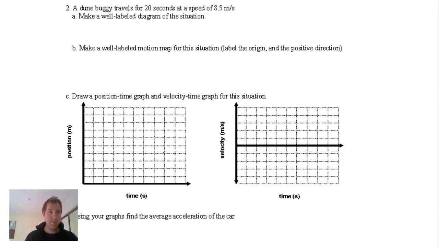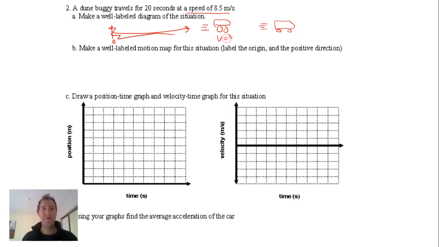Right, a dune buggy travels 20 seconds at a speed of 8.5 meters a second. It doesn't seem to be changing its speed. It just travels at the same speed. So this seems like a constant speed situation. So make a well-labeled diagram. Not my motion map, just a well-labeled diagram. And they seem to be going the same speed. V equals 8.5 meters a second, and V equals 8.5 meters a second.